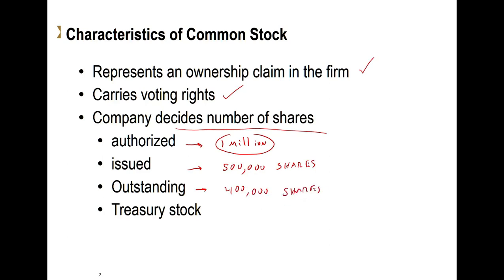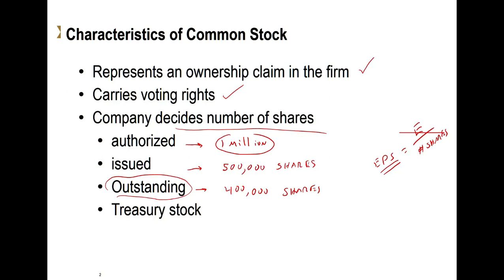And by the way, these outstanding shares are very important because these are the number of shares that are used when people talk about, say, earnings per share. You may have heard this term, earnings per share. Well, that's just dividing the earnings by the number of shares. But what number of shares? That number of shares is always the outstanding number of shares. In my example, notice that the company issued 500,000 shares, but it only has 400,000 shares outstanding.